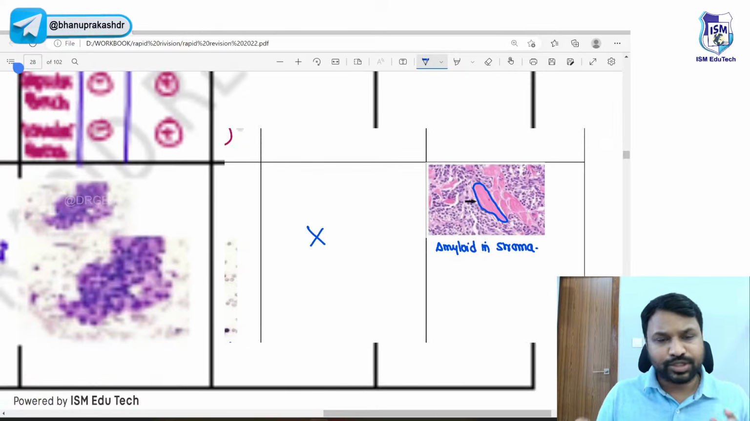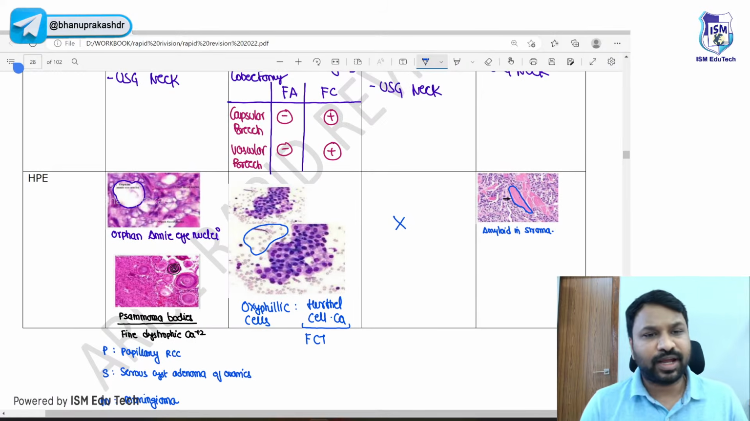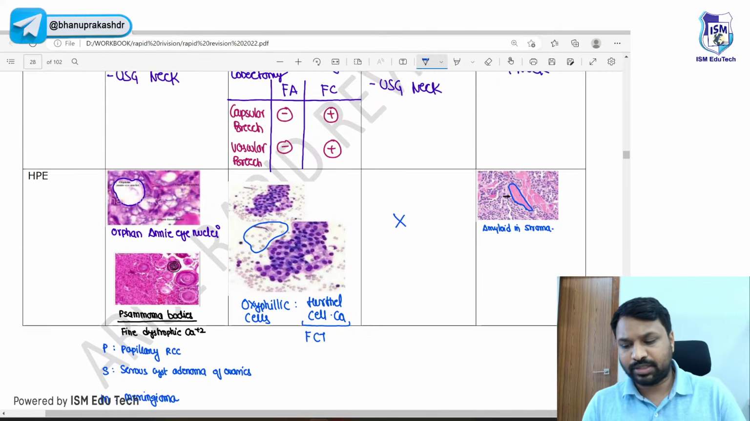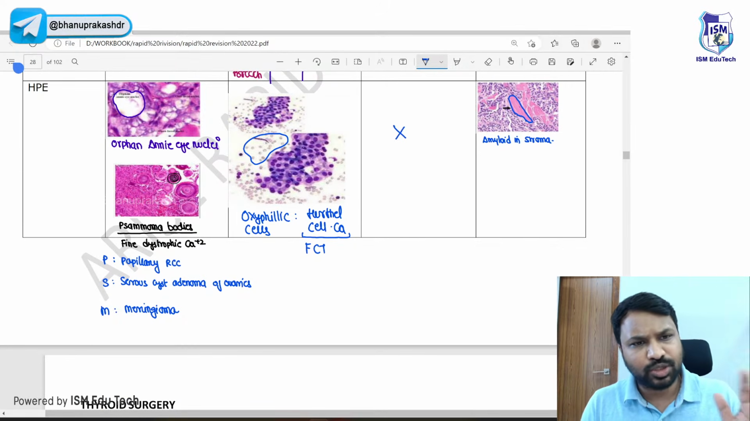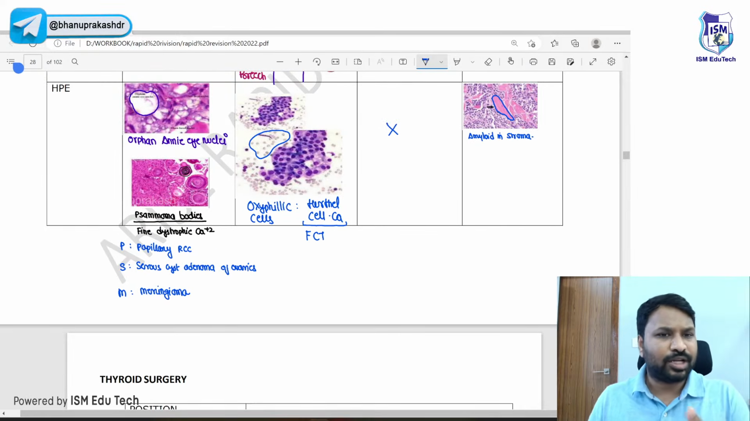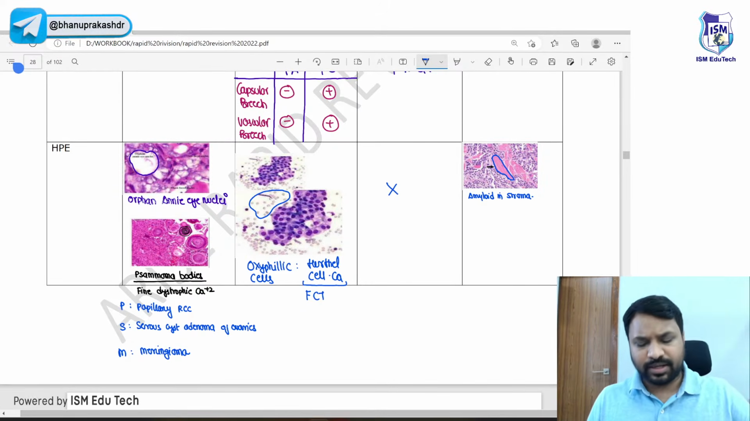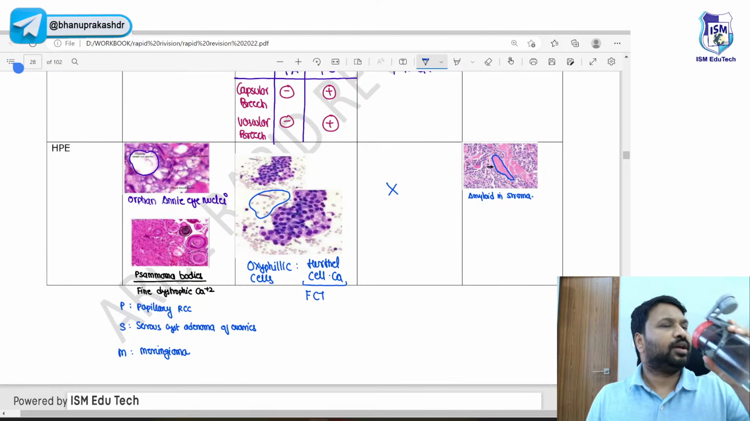All these are exam questions with images I've shown you, right? So amyloid, oxyphilic cells, orphan Annie nuclei, and the psammoma bodies, right? This is max they can ask you with respect to thyroid cancers. Okay. Obviously, the management is total thyroidectomy. Clear? Okay. So these are all the important aspects of thyroid cancer that you should be aware of. Clear, guys?